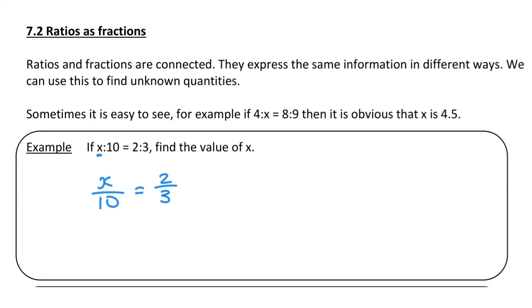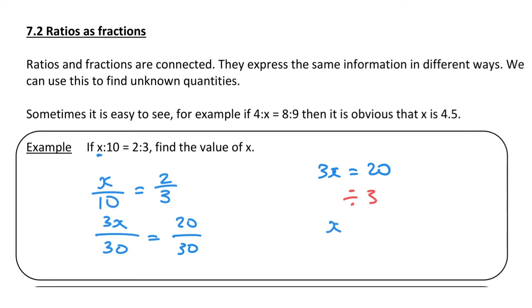We need to write these with a common denominator. And the common denominator between 10 and 3 is 30. So to get from 10 to 30, we multiply by 3. So we multiply x by 3 to get 3x. Multiply the 3 by 10 to get 30, so multiply 2 by 10 to get 20. So now what we have is 3x equals 20, and if we divide by 3, we get that x equals 20 over 3. Remember, over is another way of saying divided by.